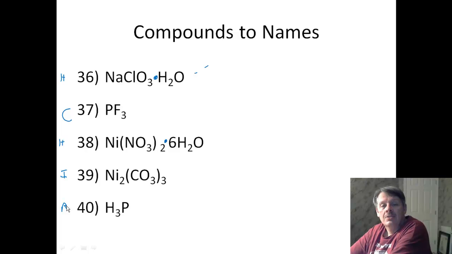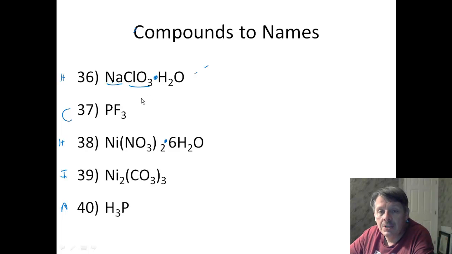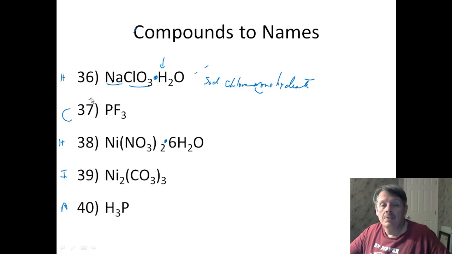All right, so let's do these. This is sodium. Number 36 is sodium, and this is chlorate. ClO3 is chlorate. So it's sodium chlorate, and because there's only one water, it is monohydrate. So sodium chlorate monohydrate. This is only one.